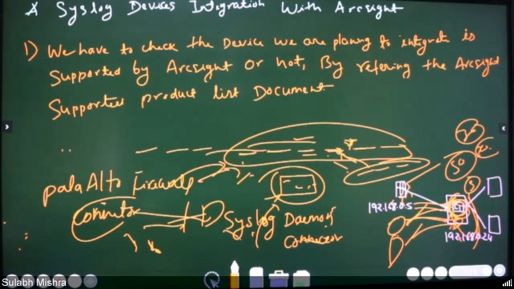If this concept is clear now, you should be able to integrate any kind of device. So the second step: what I have to do is download the device integration document, and there we check which connector we have to install. Now write the second step.